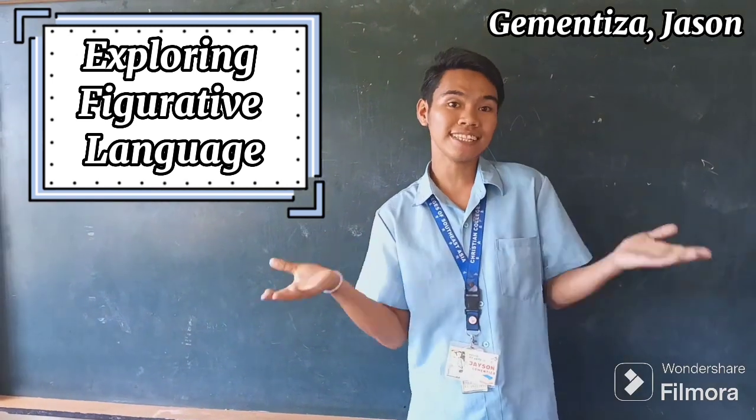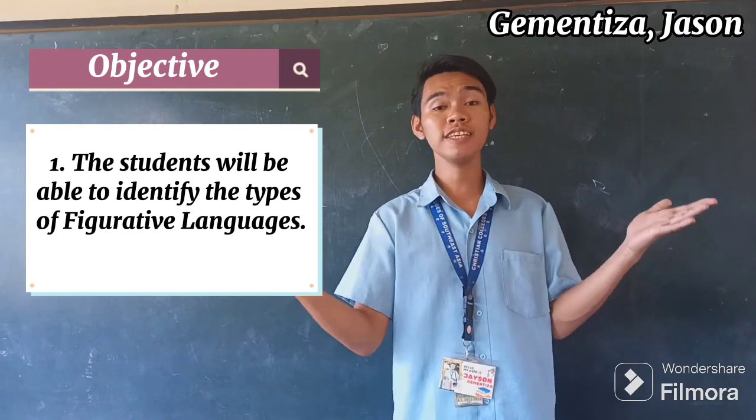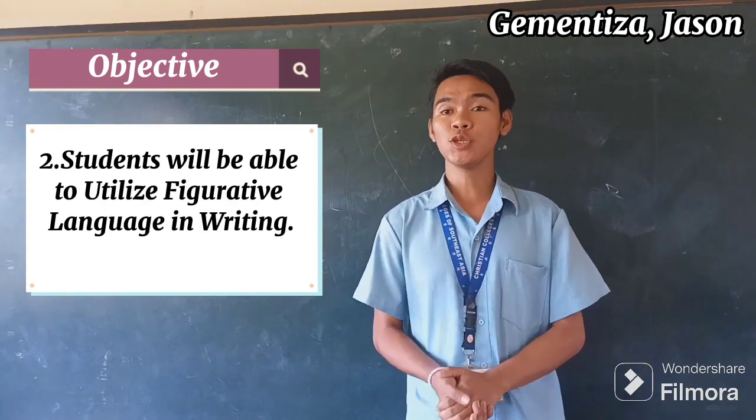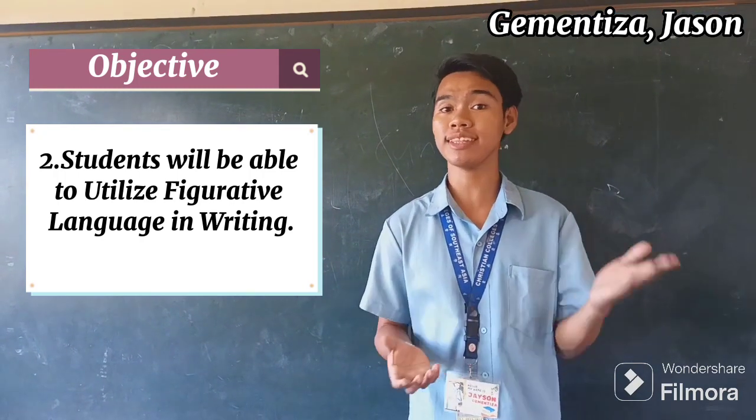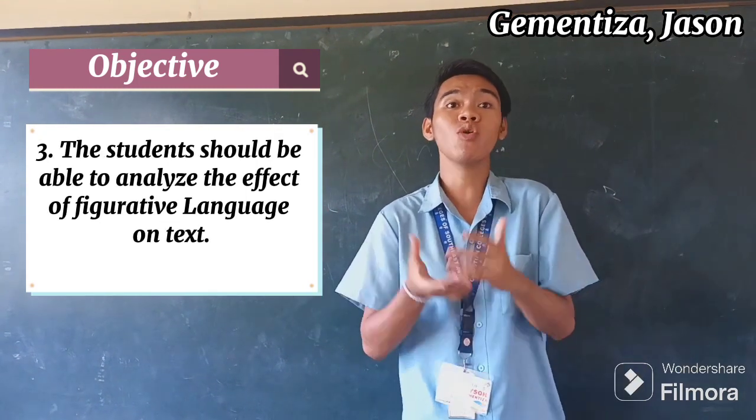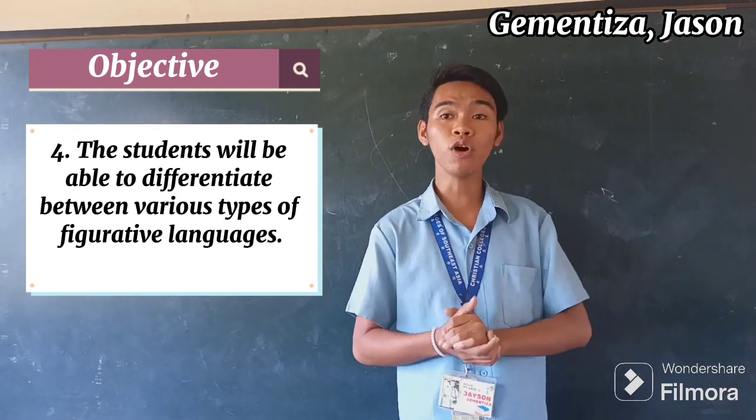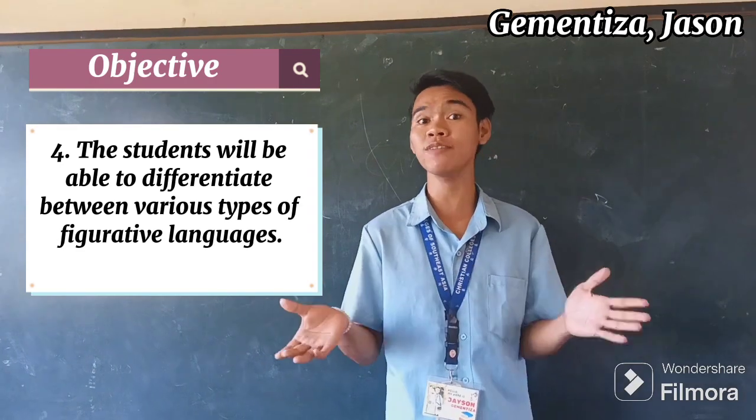But before we start, let's have the objectives. At the end of this lesson, the students will be able to identify the types of figurative language. Second, students will be able to utilize figurative language in writing. Third, the students should be able to analyze the effects of figurative language on text. And lastly, the students will be able to differentiate between various types of figurative language.